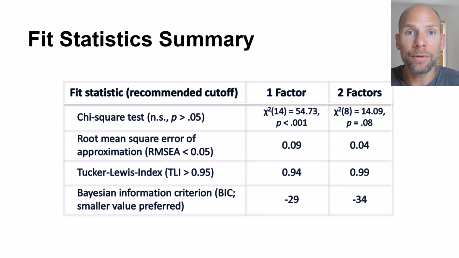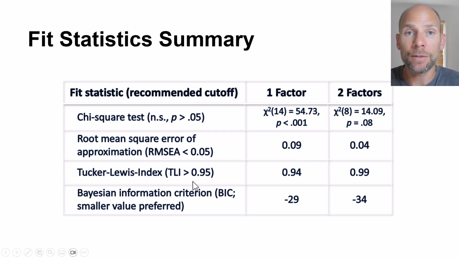Here I have a table with a fit statistic summary for the one-factor model in the second column and the two-factor model in the third column. The chi-square values we already discussed. According to the chi-square, only the two-factor model fit the data. The root mean square error of approximation looks better for two factors also and is below the recommended threshold of 0.05 for two factors, whereas it is above the threshold for a one-factor model. So the RMSEA would also favor a two-factor solution.